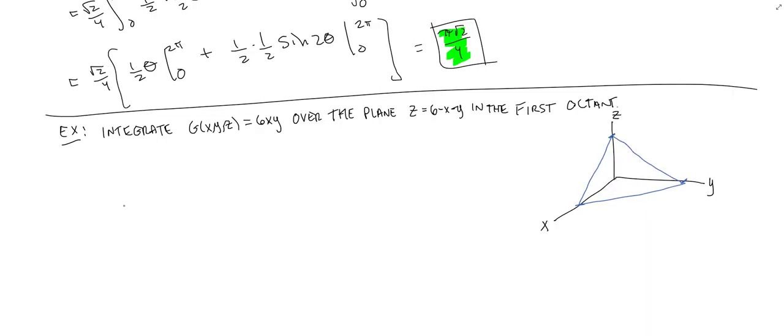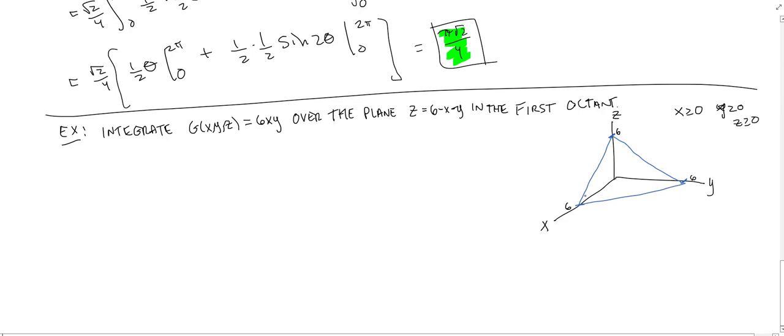Let's go ahead and try another example. So we're going to integrate the function 6xy over the plane z equals 6 minus x minus y in the first octant. I drew a little bit of this for us, and so this goes to 6 on the x-axis, this goes up to 6 on the y-axis, and also goes to 6 on the z-axis. And we know that because we're in the first octant, x is positive, so is y, and so is z. And so our surface is just this part here.